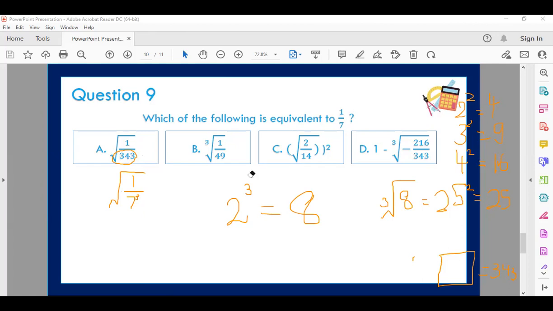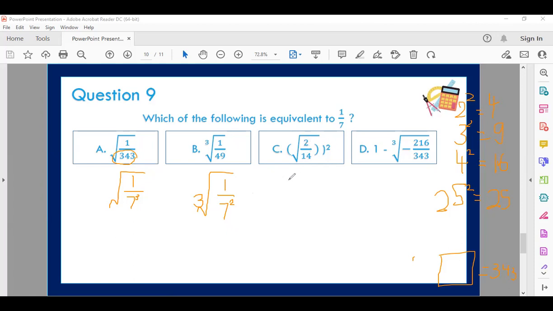So don't bother. Let's look at other questions now. What about B? Over here, it says cube root. However, the fraction here is 1/49. The 49 is 7 to the power of 2. So it's a cube root and this is a square. Again, you can't do much. Actually, you haven't learned to do this yet. It's not in your syllabus at this point in Form 1.